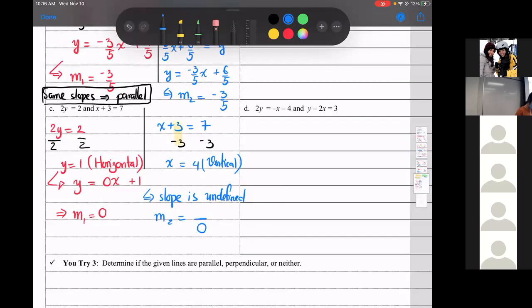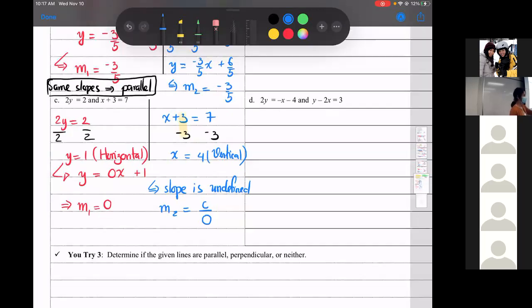And the top, you can choose any number. Maybe I'll just say C for constant. Different students pick different numbers. Slope is undefined. Because remember, what is slope? Y2 minus Y1 over X2 minus X1. But since it's vertical, what does the X value equal?